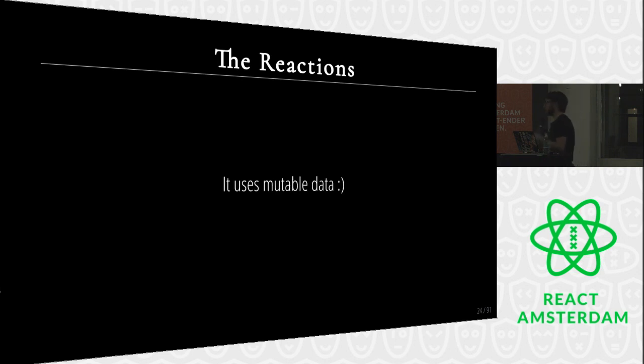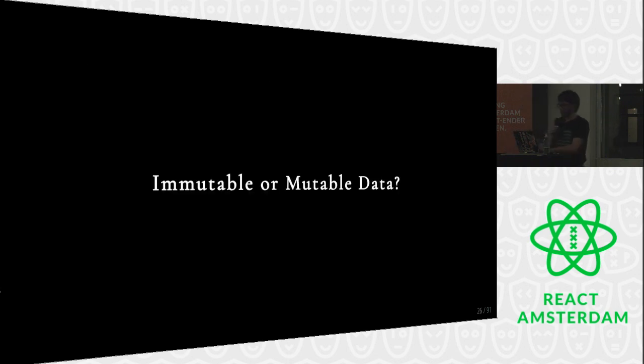And some people are happy that it uses mutable data, because that's straightforward to work with. It matches very closely to the mental model we humans have of the world. It's how we think about things. But on the other hand, people are sad because it doesn't use immutable data, because immutable data has all these nice mathematical properties. So another question to answer is, should you use immutable or mutable data? Especially in the React world, that's quite a question.